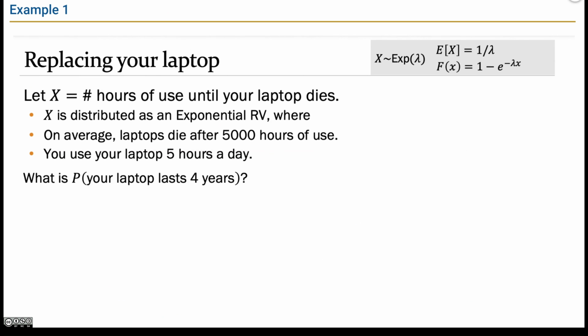Okay, so let's try this. Suppose I tell you x is the number of hours of use until your laptop dies, which is a random variable. Let's model it as an exponential. Let's say on average, laptops die after 5,000 hours of use. And let's say you use your laptop 5 hours a day. What's the probability your laptop lasts 4 years? And I'm just going to put a little caveat here that if I'm saying it lasts 4 years, then I also want to account that it lasts 5 or 6 or 7. So really I want what's the probability your laptop lasts at least 4 years. Go ahead, put it on pause and see what you get.